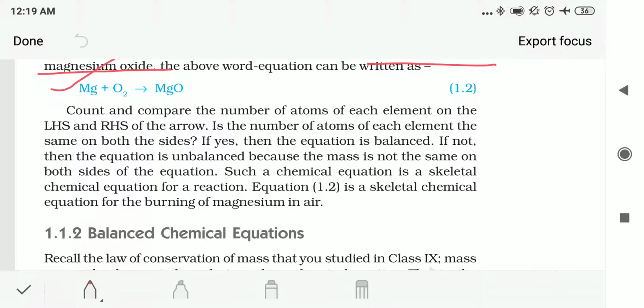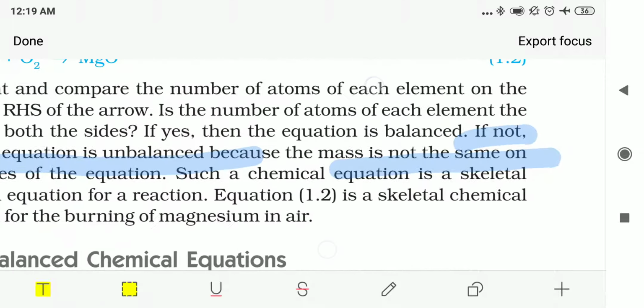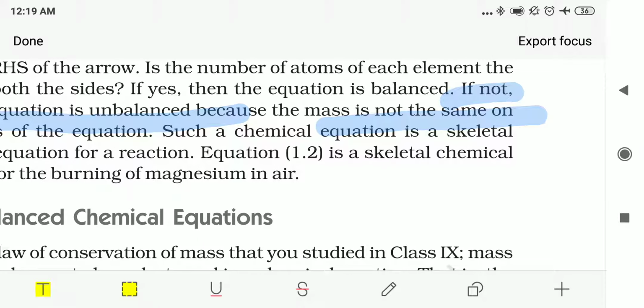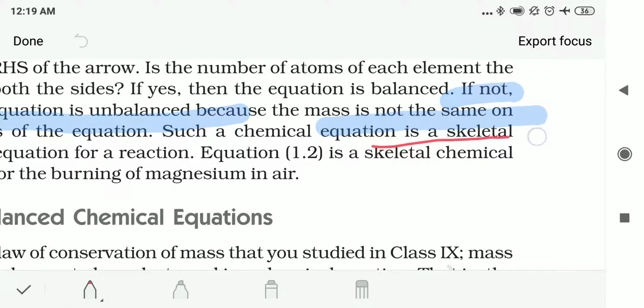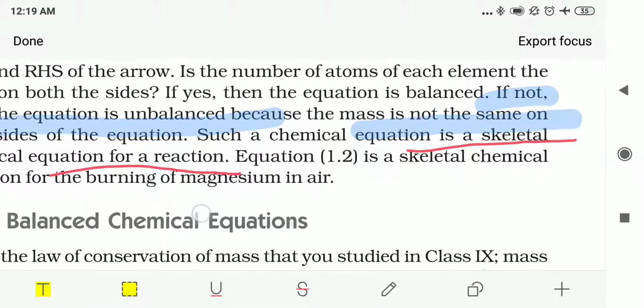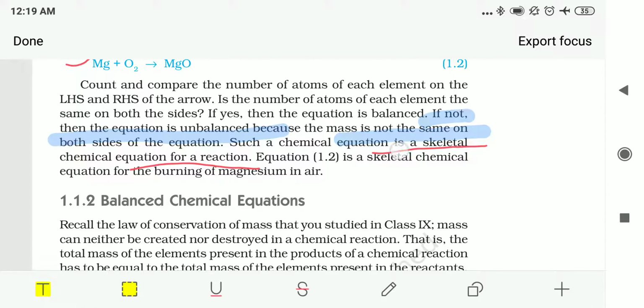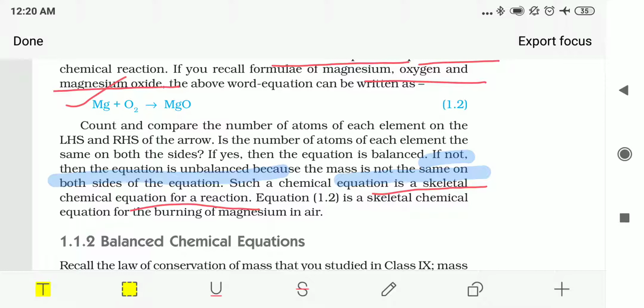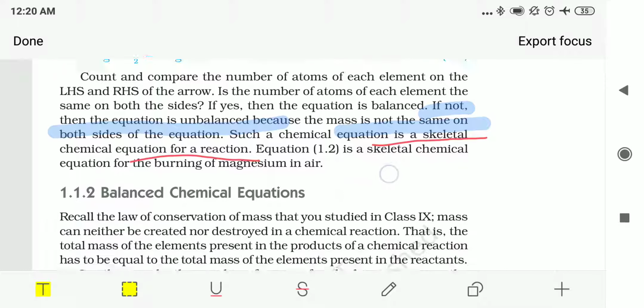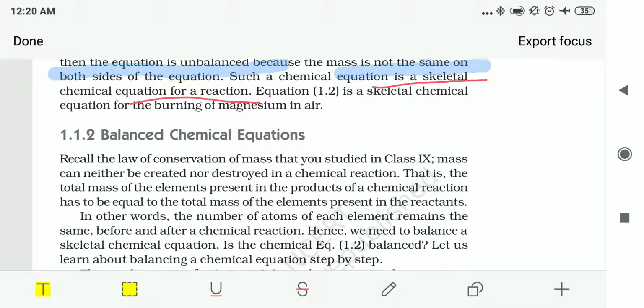If not, then the equation is unbalanced because the mass is not the same on both sides of the equation, and such a chemical equation is called a skeleton chemical equation. These types of chemical equations are called skeleton equations. Equation 1.2 is a skeleton chemical equation for the burning of magnesium in air. Now we will learn about balanced chemical equations.